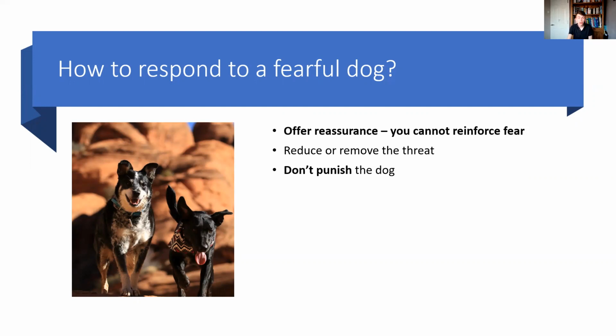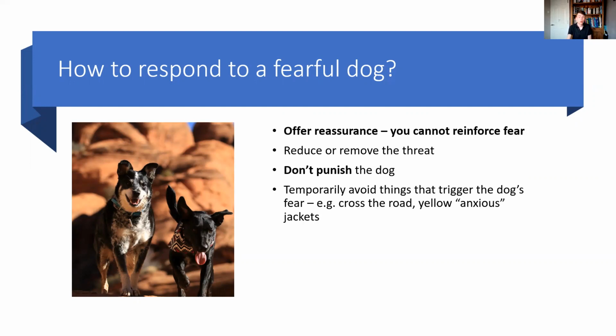And don't punish the dog. Temporarily avoid things that trigger the dog's fear. So we're not reinforcing those fear-based behaviors. We're not causing the dog to learn that fearful response is necessary. We're not giving the dog an opportunity to practice that fearful response. So that's doing things like maybe crossing the road to avoid something fearful, using your emergency U-turn, considering your yellow jackets or leads or whatever you want to use. Those management strategies that we discussed earlier.